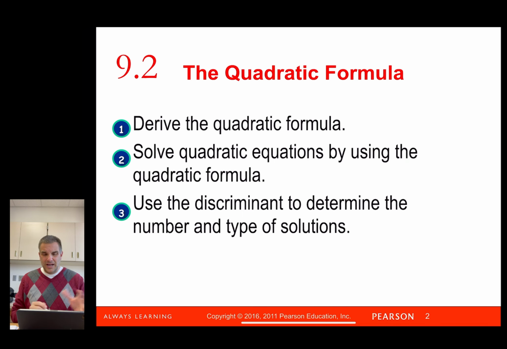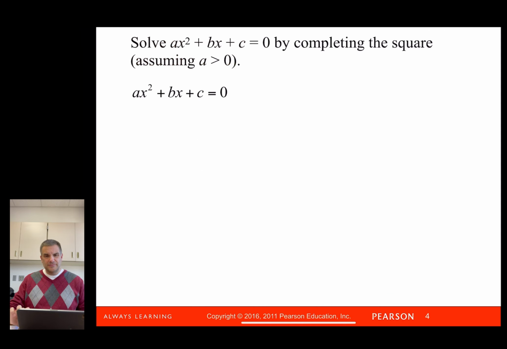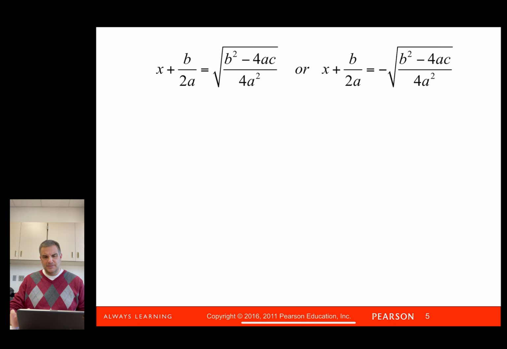So we're not going to derive it. That's the first objective today. No, we're not going to do that. But we are going to solve several using the quadratic formula, and then we're going to use the discriminant to figure out exactly how many solutions they have as well. So let's get going. Derive. Looks fun, doesn't it?